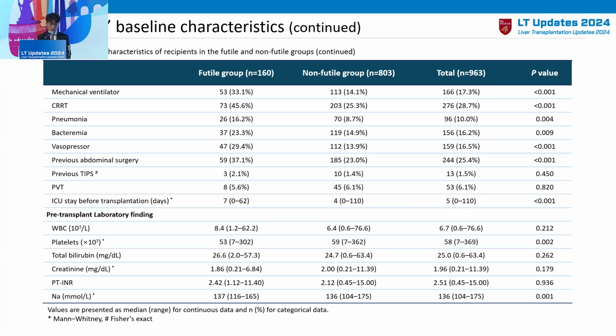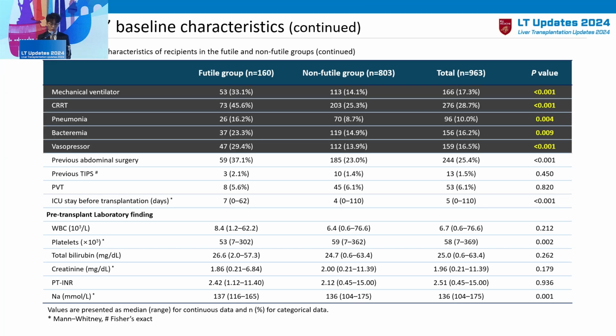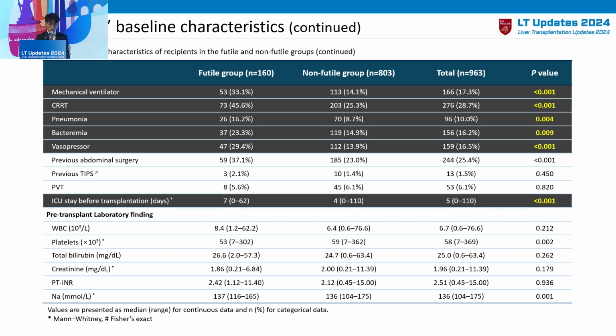In terms of concurrent organ failure factors, the futile group showed a higher instance of organ dysfunction across all measured parameters, including the use of mechanical ventilators, continuous renal replacement therapy, pneumonia, bacteremia, and vasopressor use. Also, ICU stay was longer in the futile group.